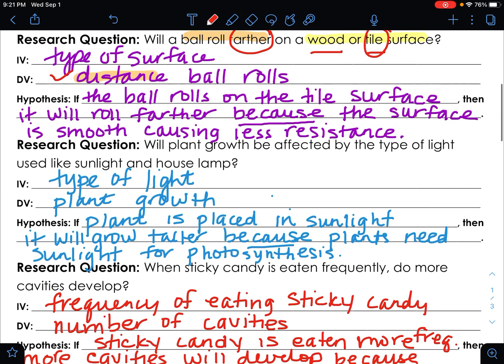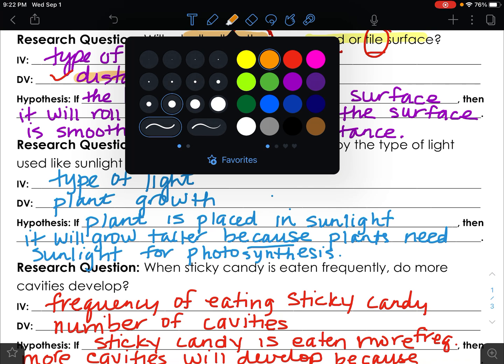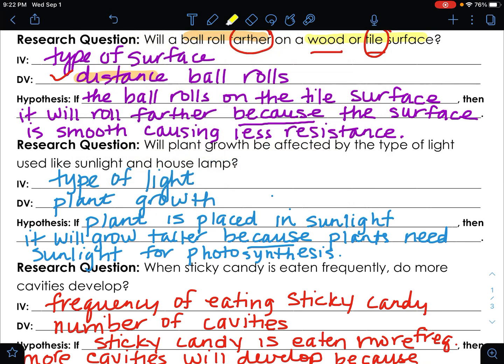All right, so let's take a look at our second research question. And this is the one that we are actually going to carry all the way through to designing an experiment. Okay, so will plant growth be affected by the type of light used, like sunlight and house lamp? All right, so let's take a look at what is purposely changed. What is our independent variable? Well, our independent variable is going to be the type of light.